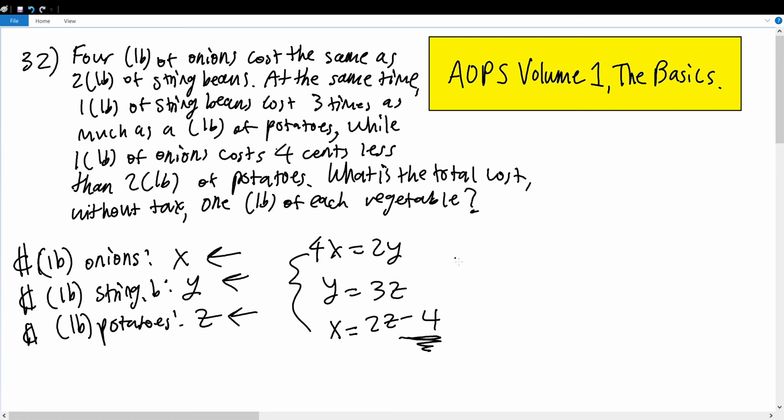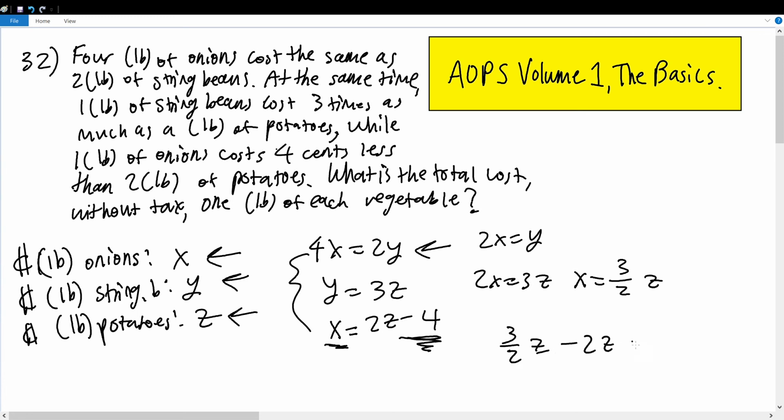Since we have 3 equations to solve for 3 variables, we can simplify the first equation to get 2x is equal to y. Therefore, y must be equal to 2x, which is equal to 3z. Hence, 1 pound of onions must be 3 over 2 the price of a pound of potatoes. And we can substitute that for x in this equation to get 3 over 2 z minus 2z is equal to negative 4. I just rearranged the equation a little bit.